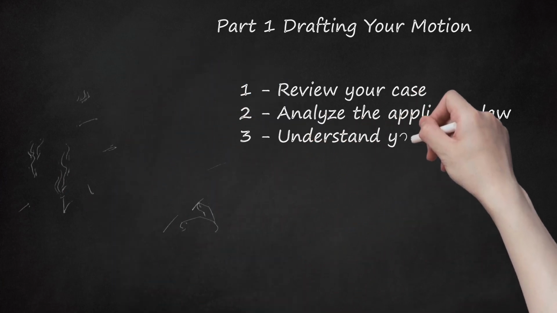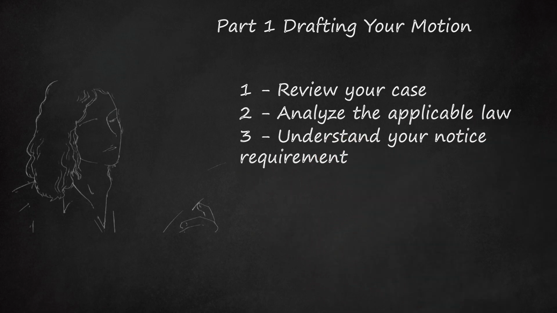3. Understand your notice requirement. To start the motion JNOV process, you can either notify the court orally immediately after the jury enters their verdict, or you can provide written notice to the other party and the court at a later time. If you are providing written notice, it can be provided before the entry of judgment but after the jury has rendered a decision.